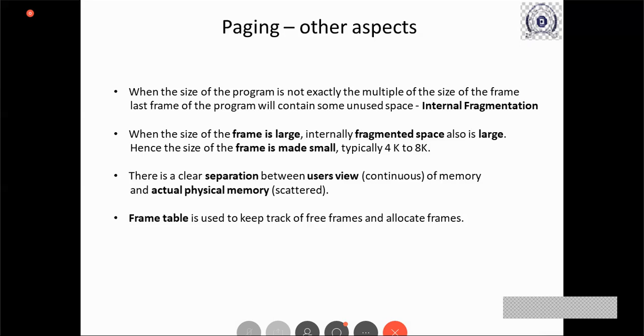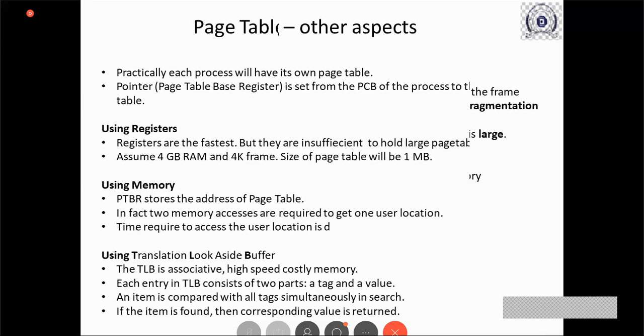Now let us see the implementation of a page table. How the page table is implemented or how this page number is stored. So far, we have seen that the page tables of all processes are organized collectively to form a huge page table.